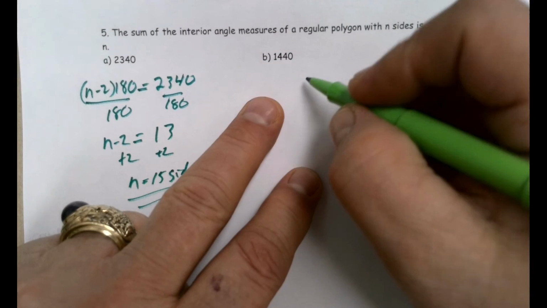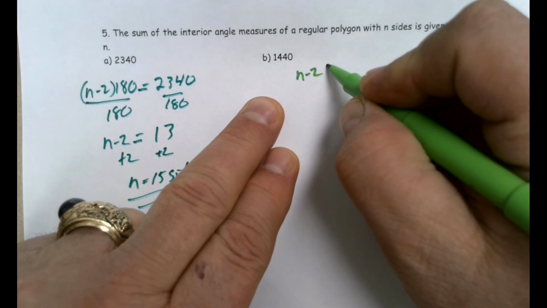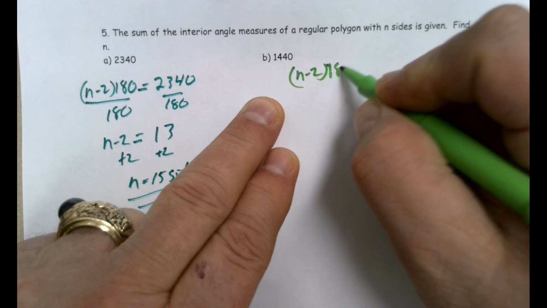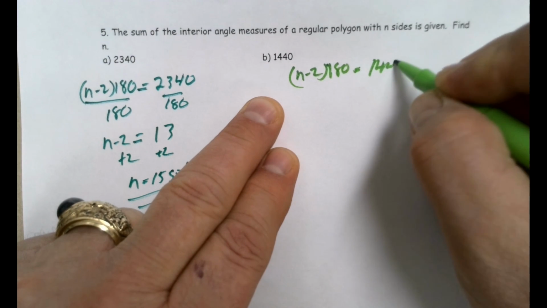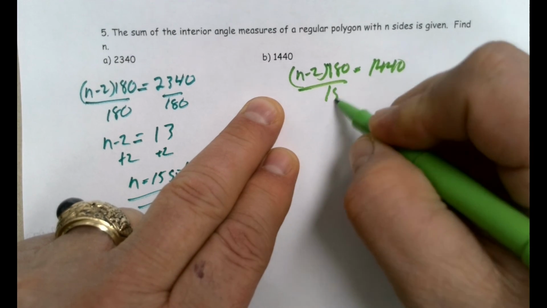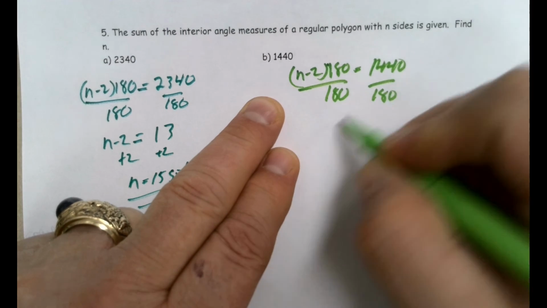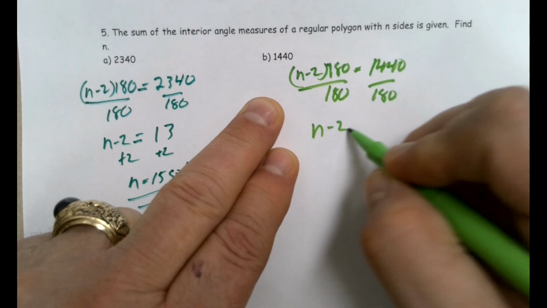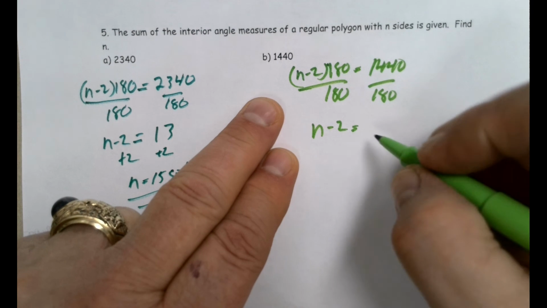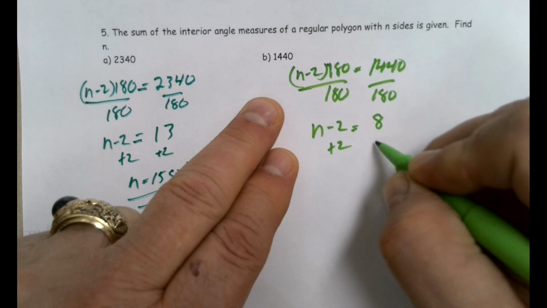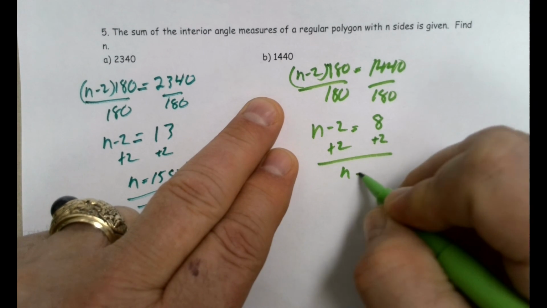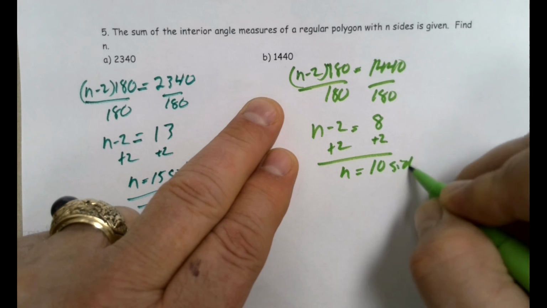Same thing going here, n minus 2 times 180 equals 1440. So divide this by 180. N minus 2 equals 8. Add 2 to both sides. N equals 10 sides.